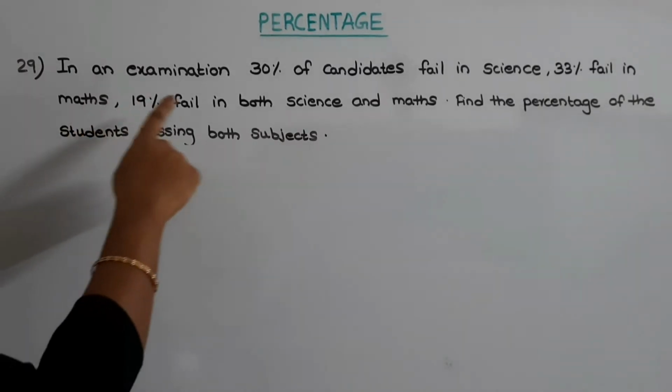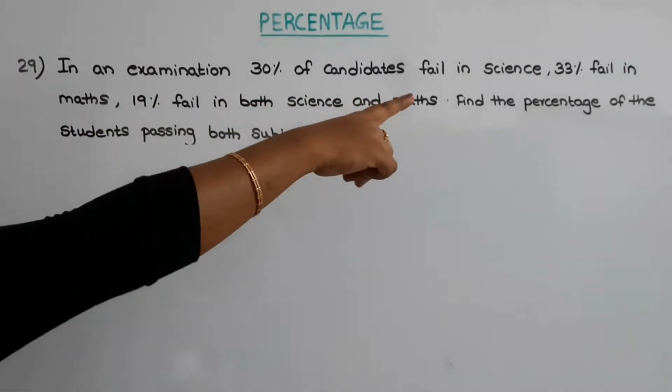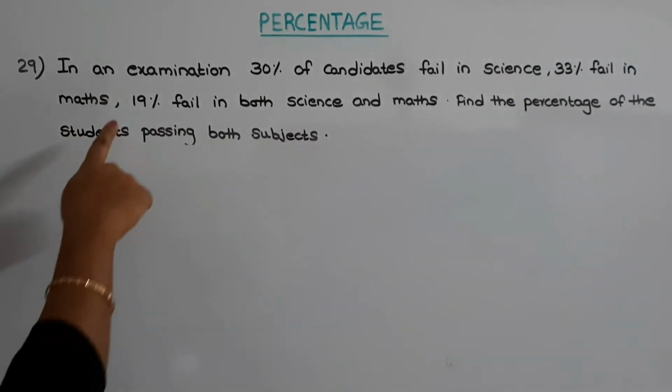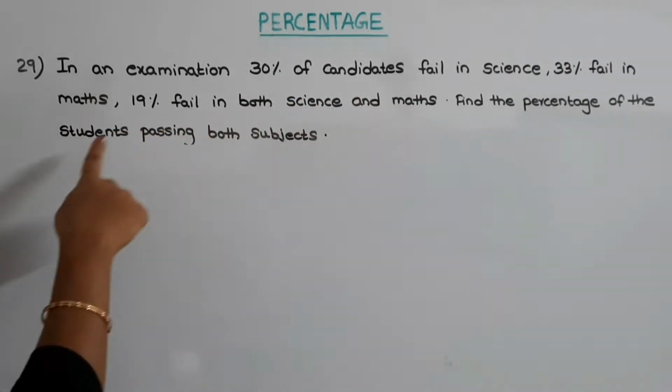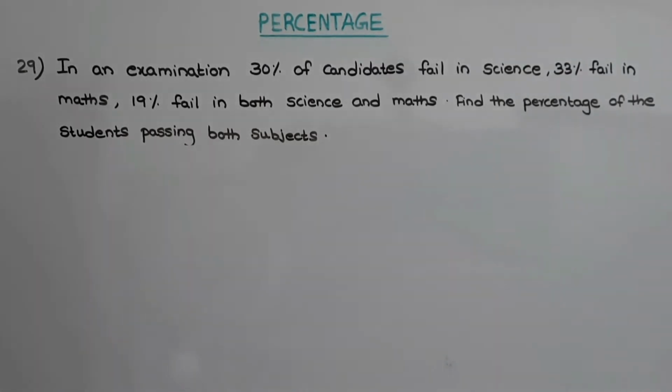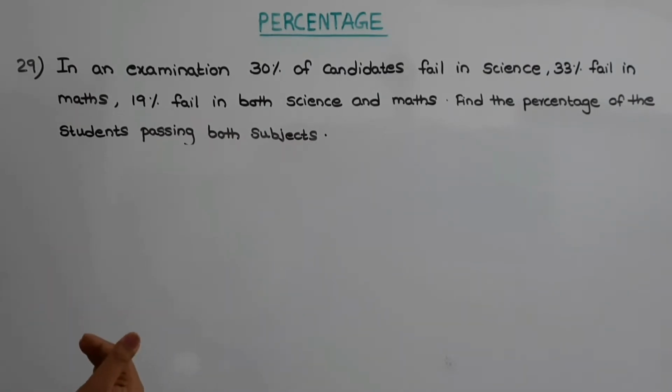The 29th question is: in an examination, 30% of the candidates fail in science, 33% fail in maths, and 19% fail in both science and maths. Find the percentage of the students passing both the subjects. So in this question, they are telling that 30% of the students fail in science, 33% fail in maths, and 19% fail in both. We need to find the percentage of the students who passed both the subjects.